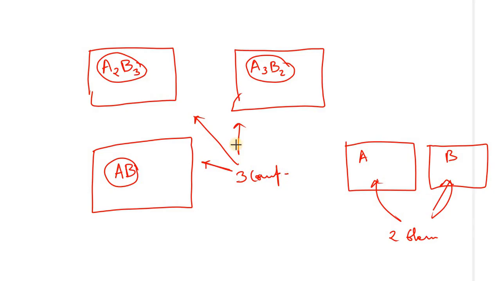Now interestingly, look, this molecule has 2 A atoms plus 3 B atoms, whereas this one has 3 A atoms plus 2 B atoms. It's different. Again, this one has just 1 A atom plus 1 B atom. So in a way, all these three compounds are different. So here we have three different compounds.